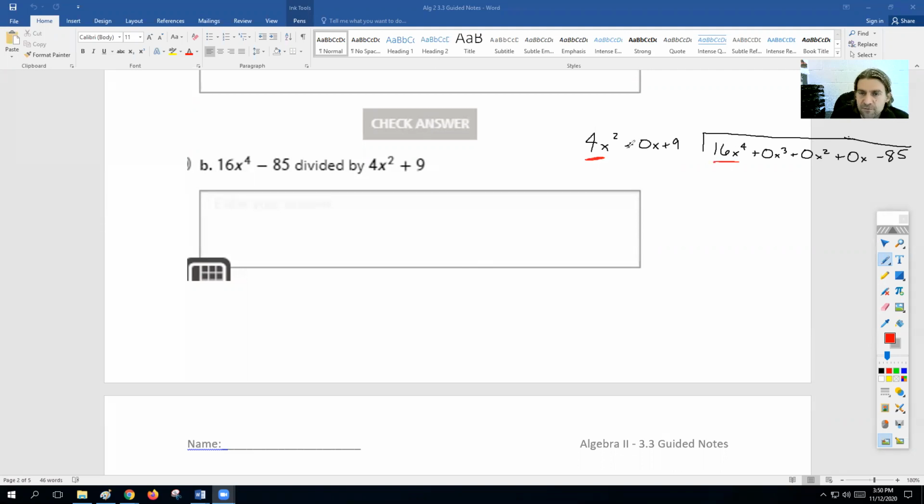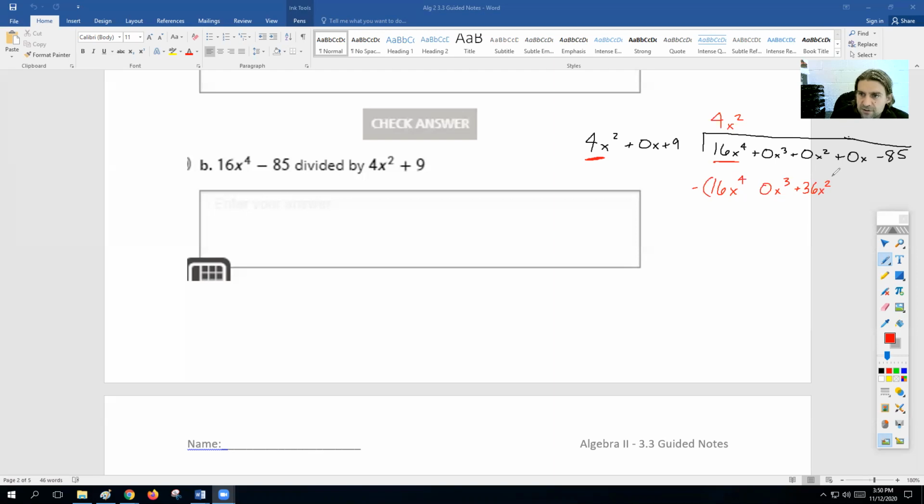What do we have to multiply 4x squared by to turn it into 16x to the 4th? Have to multiply it by 4x squared. All right, so let's distribute everything by 4x squared. 4x squared times 4x squared would be 16x to the 4th. 0x times 4x squared would be 0x cubed. 9 times 4x squared would be 36x squared.